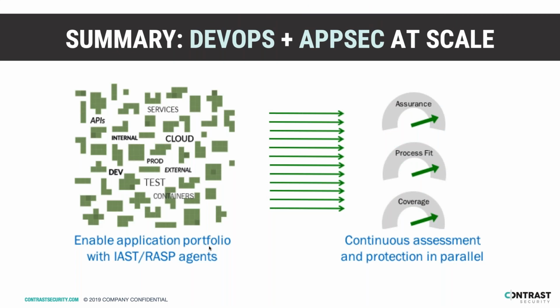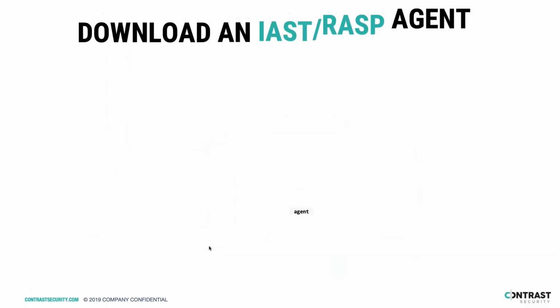So it is possible then to do DevOps and AppSec at scale. This is what happens when you embed application security into your application runtime environments themselves. You have the ability to deploy IAST and RASP agents in parallel across your entire application portfolio, whether they're in development, QA, test, CI/CD, or production. You get this continuous assessment and protection in parallel across your application portfolio and across the application lifecycle.